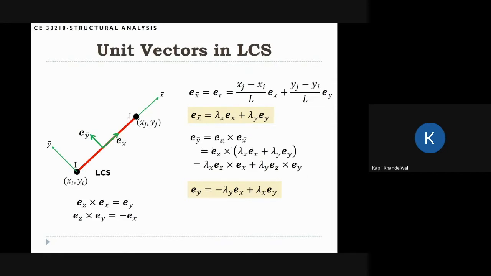When we are doing this cross product, this is just a simple cross product, and we are using these rules. We already know the cross product rules, that Ez cross Ex is equal to Ey and Ez cross Ey is equal to minus Ex. Using these two rules, we can simplify this algebra, and you will find that Ey bar is minus lambda y Ex plus lambda x Ey. So now we know the unit vectors in the Ex bar, Ey bar directions in terms of Ex and Ey. This is the information that is needed to perform the transformation.